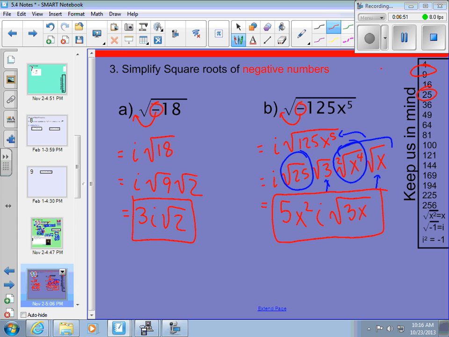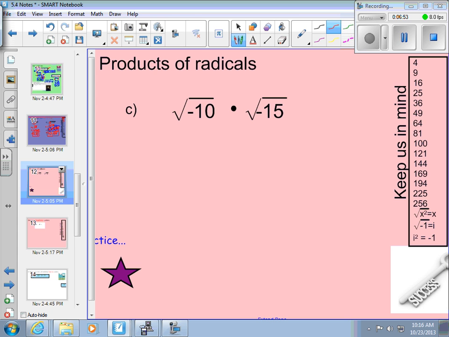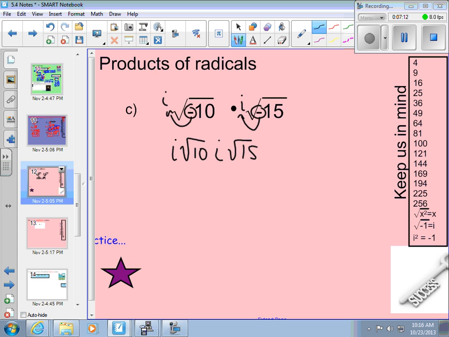Let's try a few more. All right, on number 10, they want us to do some multiplication here. Before we multiply, though, we want to simplify these negatives. Anytime it's negative, turn it into I here. So we got I square root of 10 times I square root of 15. Okay, I times I, that's going to equal I squared. And then we can combine these, since neither of these simplify, let's combine them back together into one radical.